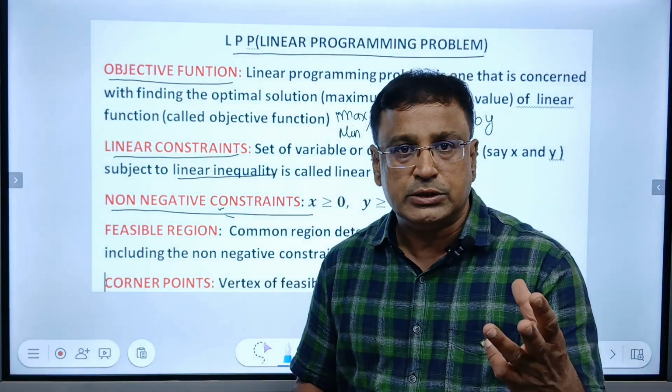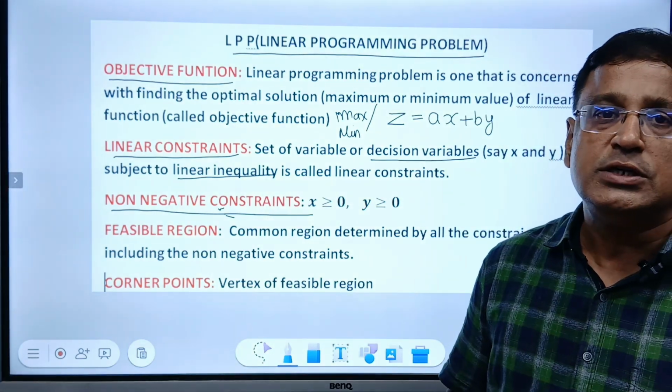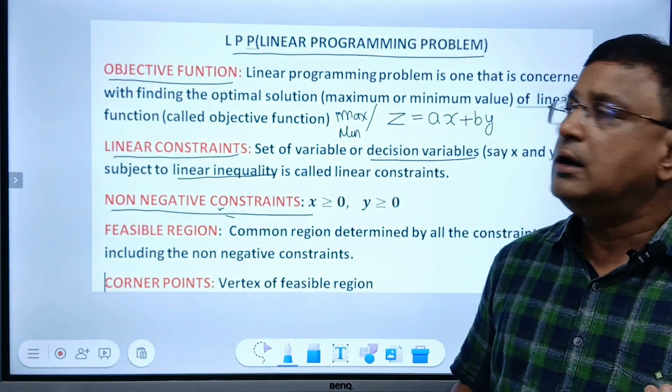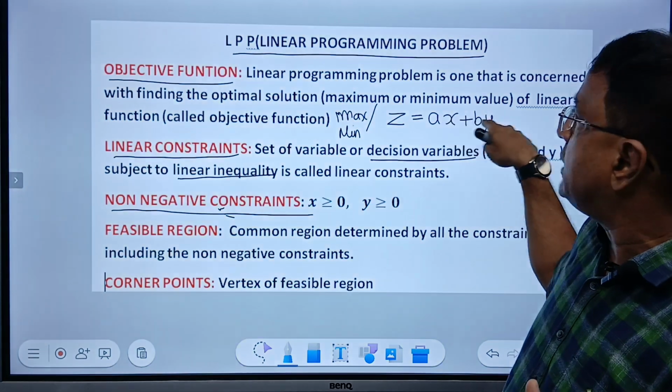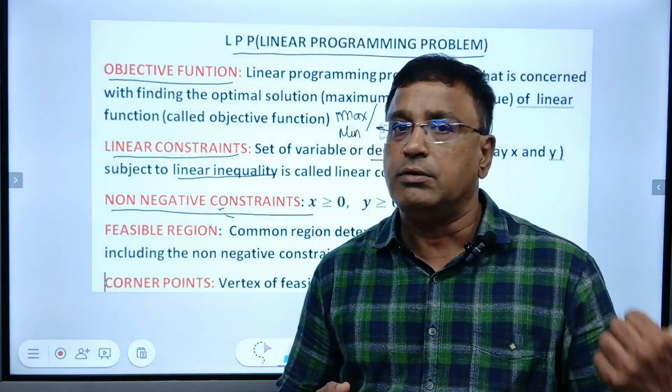So you know what an objective is? Objective is either you maximize or minimize. That function is given as a linear expression of x and y. What is x and y? X and y are the decision variables governing the business.